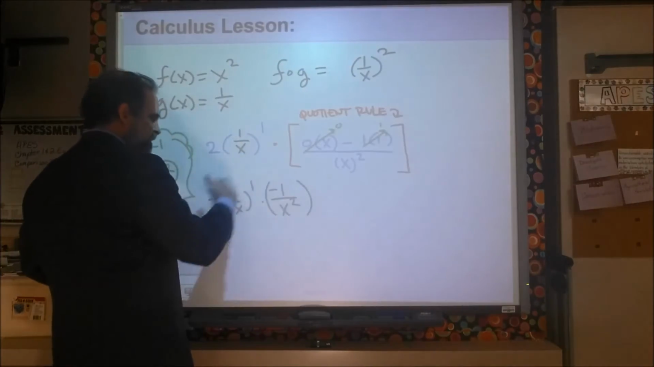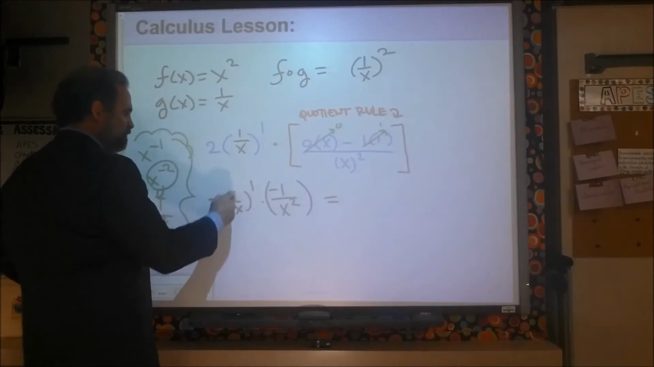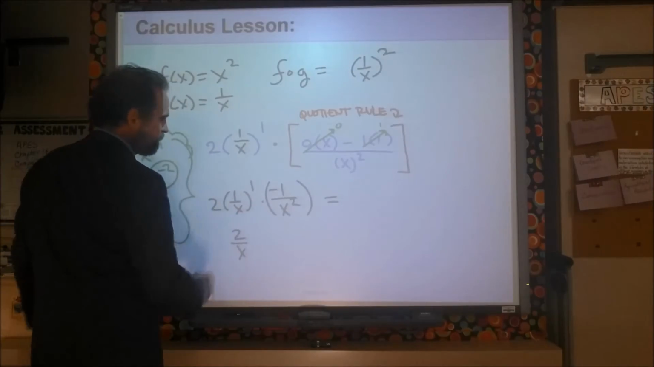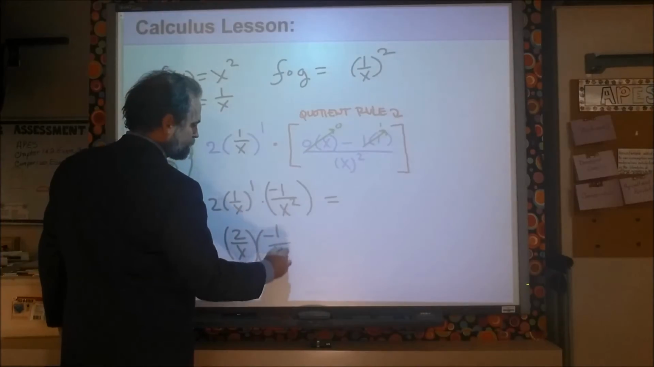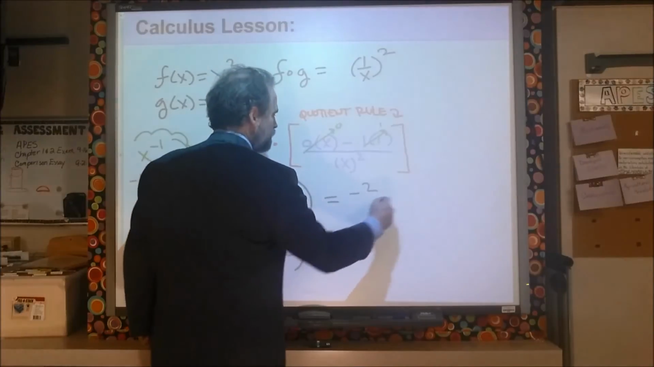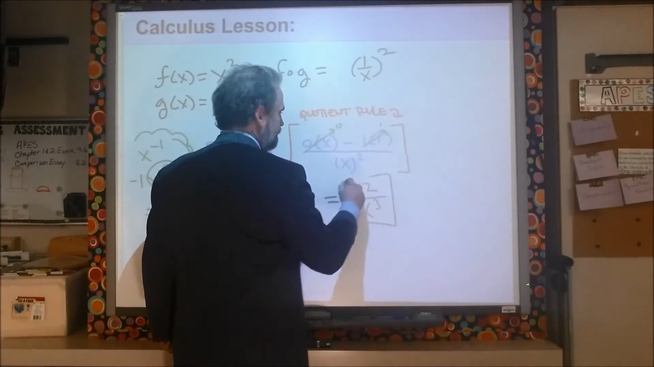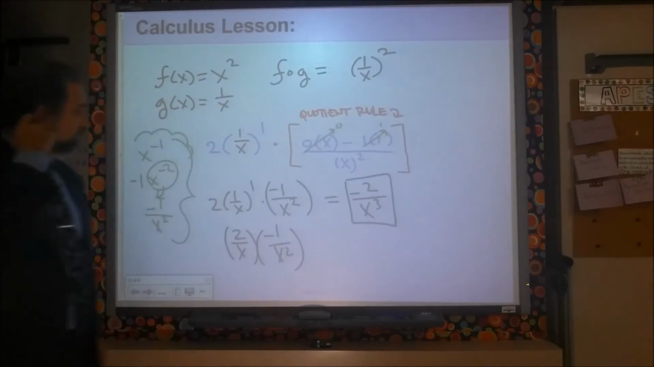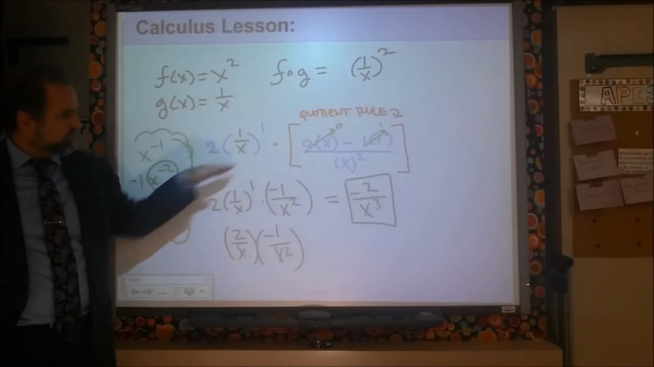So that's the answer, but I'd like it simplified, something like that. This is 2 over x, right, times negative 1 over x squared. What does that simplify to? Negative 2 over x cubed. That's probably what you're going to see in your book, in the back, in the solutions manual, right? But this was the answer in its first step form.